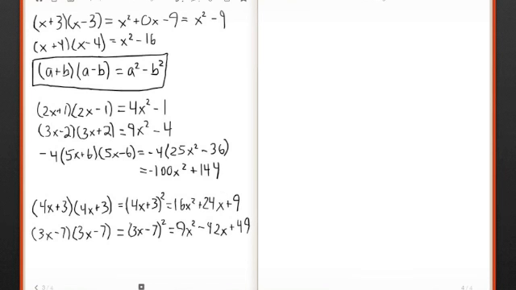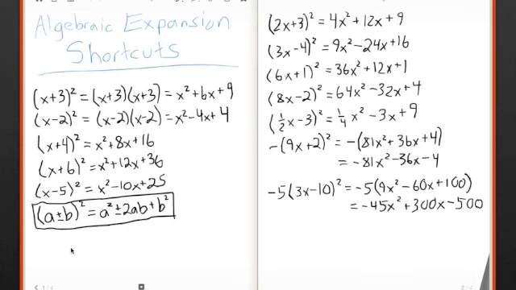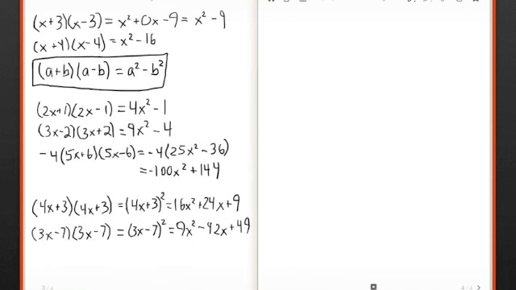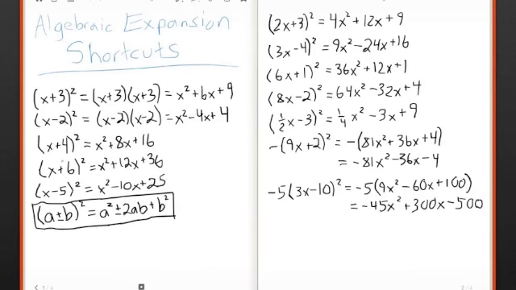So these two were both examples that we did previously. If they're both positive or both negative, then you can put it in squared form and use this formula. If one is positive and one is negative, then you use this formula. So with these two formulas, you can get a lot of expanding binomials done a lot faster.